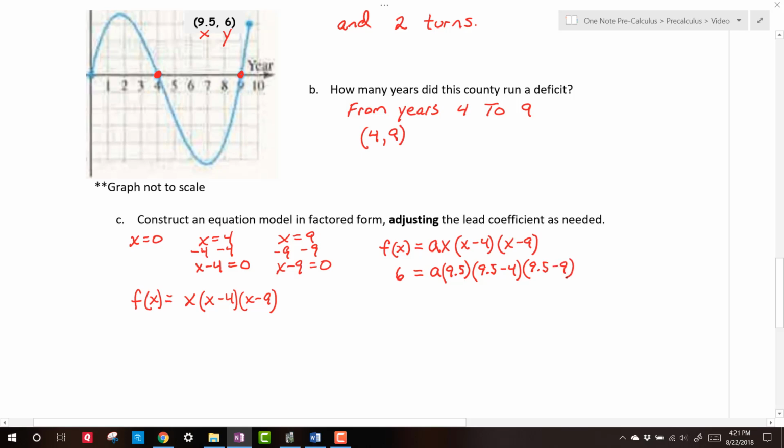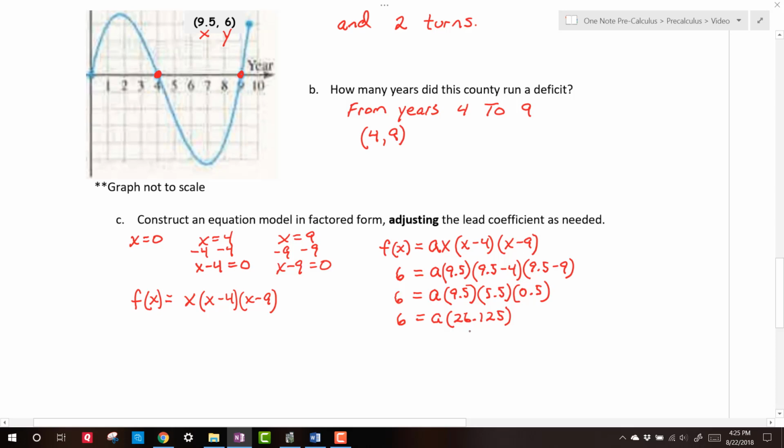And now what I need to do is simplify the right-hand side. Now, I'm purposefully going to do this very slowly here. So this is a times 9.5. 9.5 minus 4 would be 5.5, and 9.5 minus 9 is 0.5. So I've got a times all of this stuff right here. So I'm going to stop for a second, pull out my calculator, and multiply these three numbers together, okay?